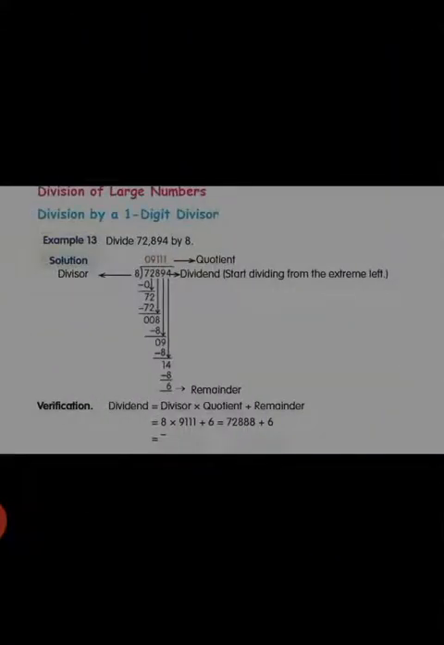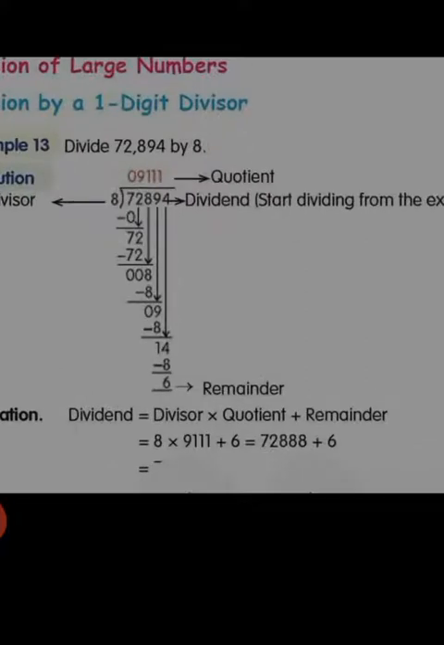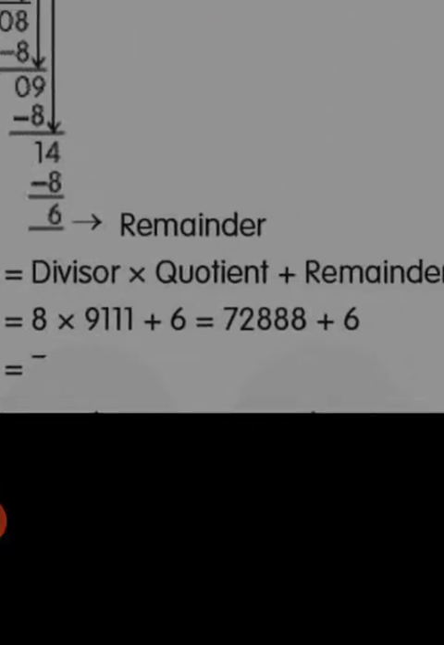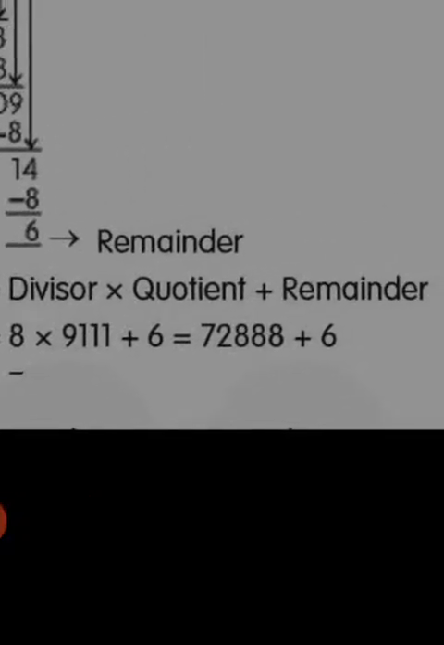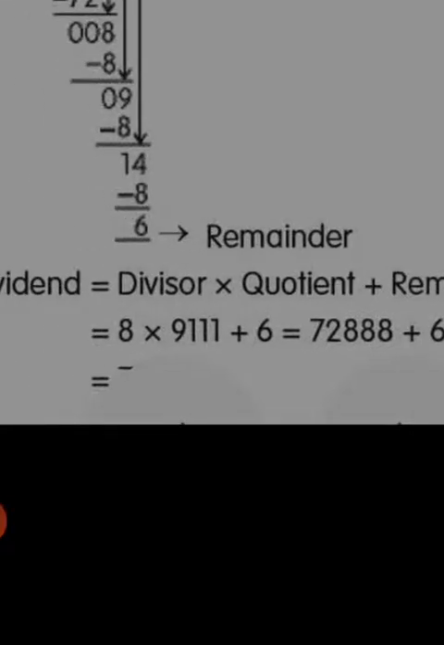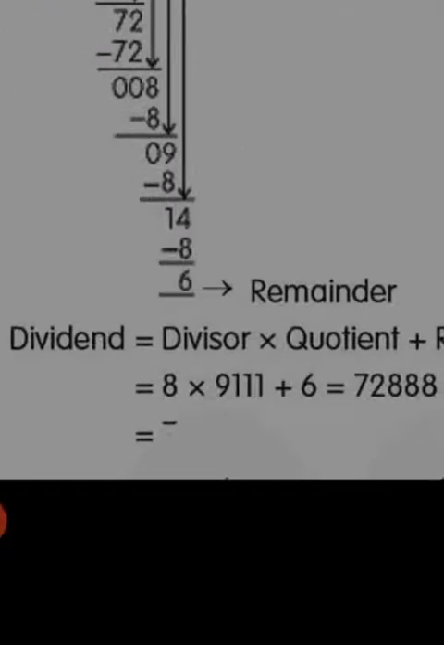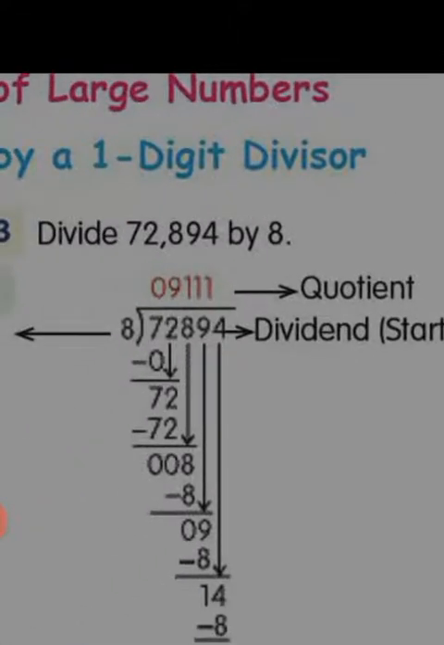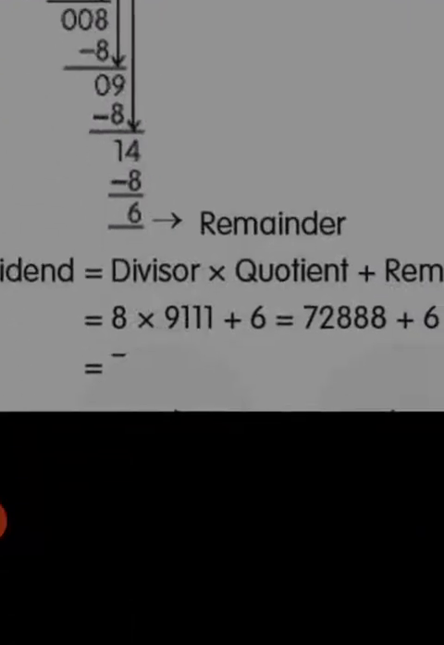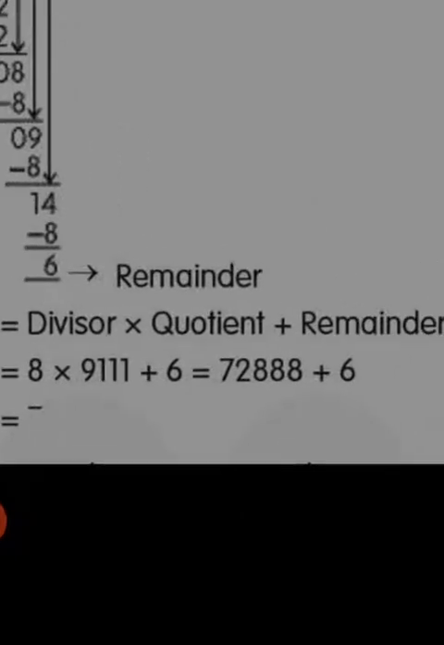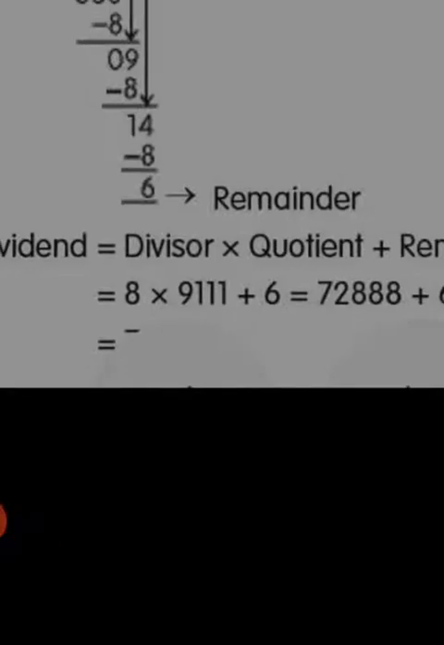Now you need to use the formula to check whether you have done this question correctly or not. So here, dividend is equal to divisor into quotient plus remainder. You need to put the values on the right hand side and solve. If it is the same as the number given in the dividend, it means your sum is correct. So here the divisor is 8. Put its value, 8. And the quotient you got is 9111, written after the multiplication sign, plus the remainder 6.